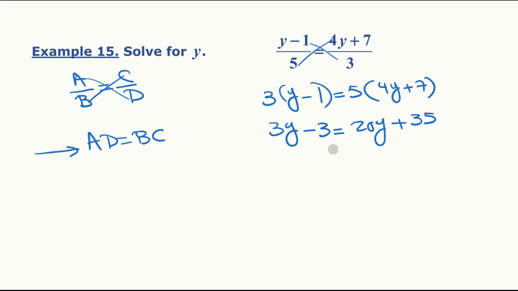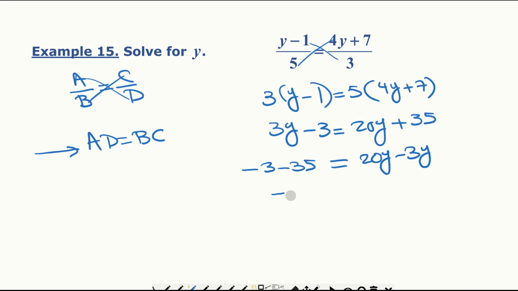And now let's get the y's on the same side. So 20y minus 3y equals negative 3 minus 35. So we get negative 38 equals 17y. So y equals, basically divide both sides by 17.